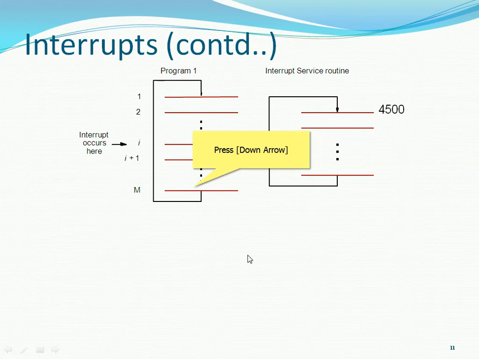After executing all the instructions, it encounters the return instruction. As soon as the return instruction is encountered, knowing its semantics and syntax, it comes back to the calling program, to the instruction i plus 1, where execution continues.